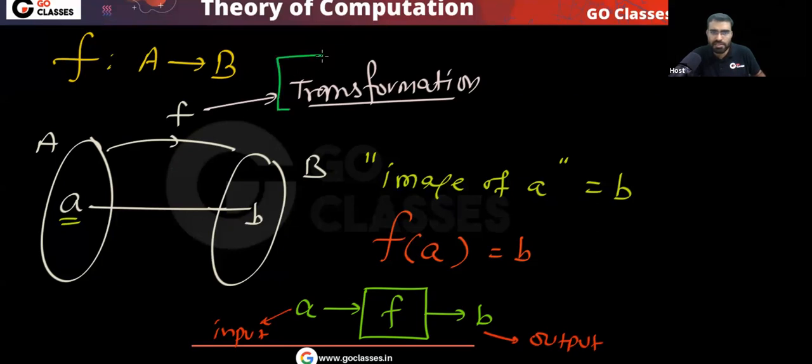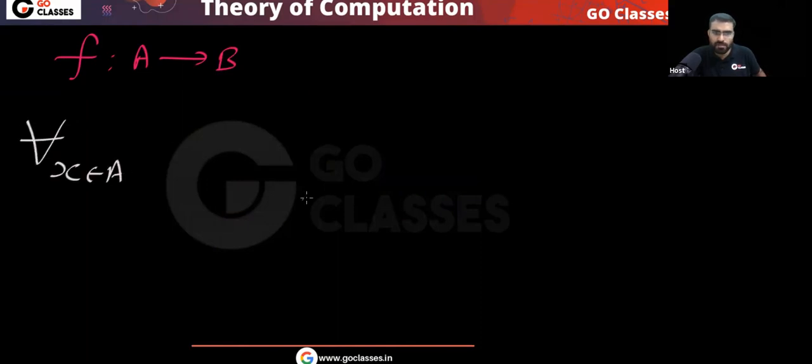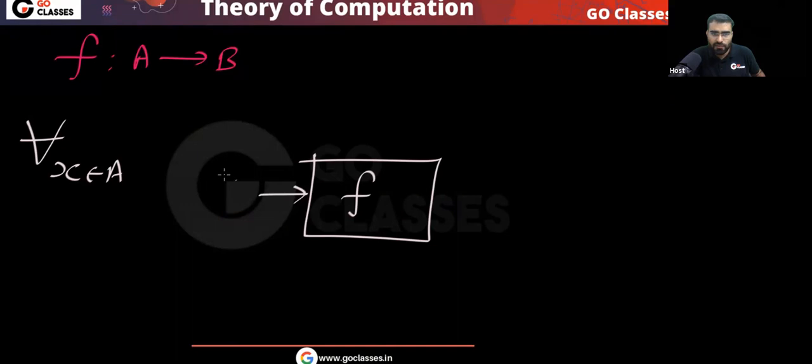So this function is a transformation. What will it do? It will take an element of A and transform it into a unique element of B. So whenever you have a function from A to B, remember this point: this function is also a transformation. For every x belonging to the domain, it will give a unique output.